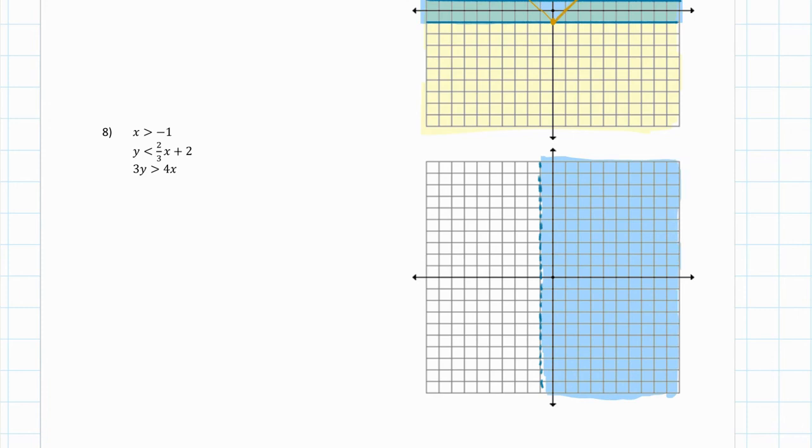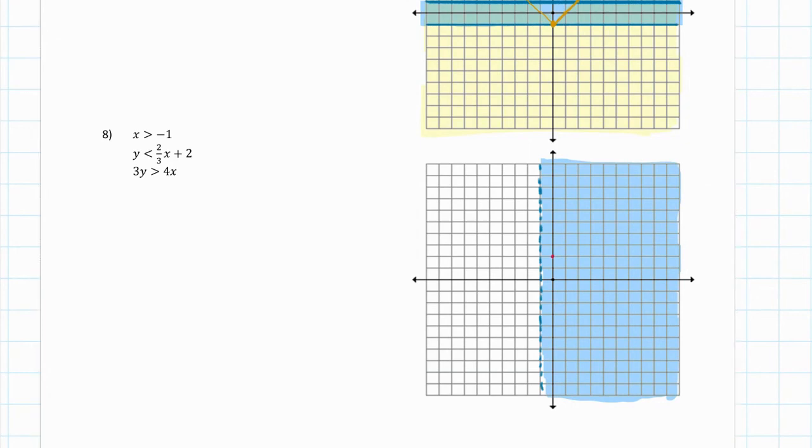Then we're going to do y is less than 2/3 x plus 2. So let me do that in a different color. 2/3 x plus 2 is up 2 over 3, up 2 over 3, up 2 over 3, down 2 left 3, down 2 left 3, down 2 left 3, halfway points. And less than means a broken line, so I'm going to put a dashed or dotted line. And I'm going to shade underneath that because it's y is less than. So that's shading down below and giving me this region here.